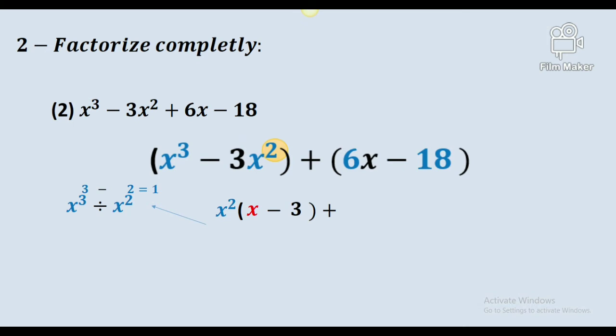I also can take 3 as a common factor because 6 and 18 are divisible by 3, but in numbers I have to take the highest common factor, so I will try to divide 18 by 6 and the answer will be 3. We will take 6 as a common factor. The remainder is x minus 3.